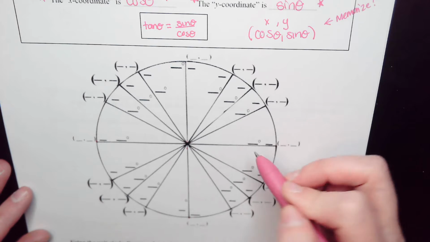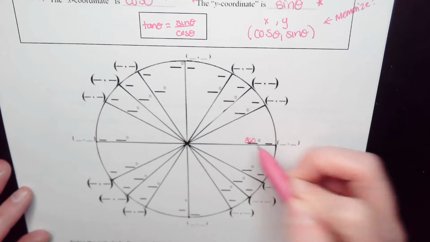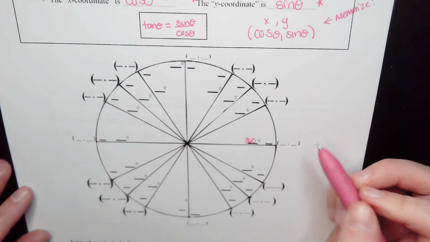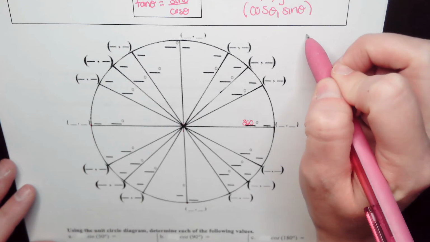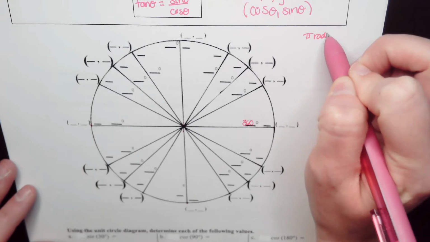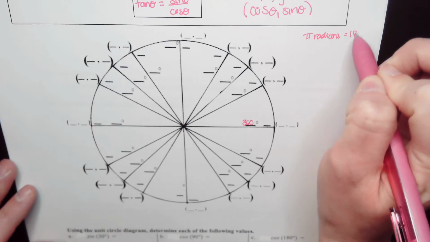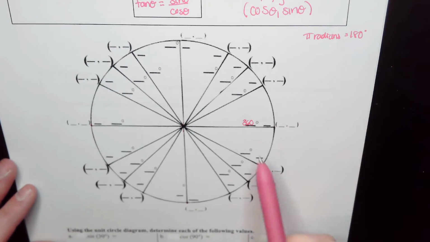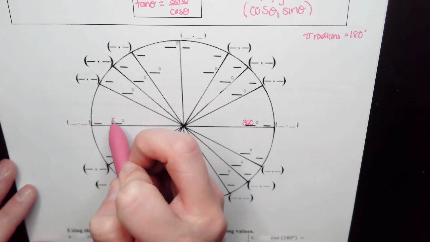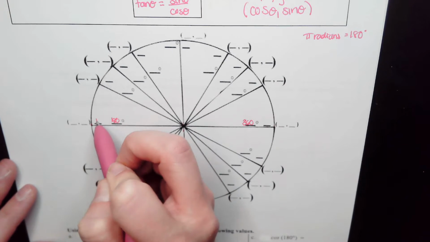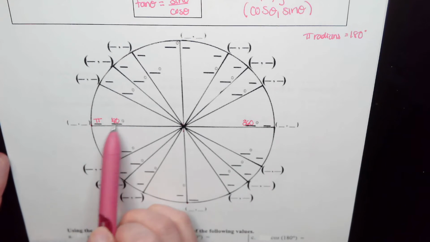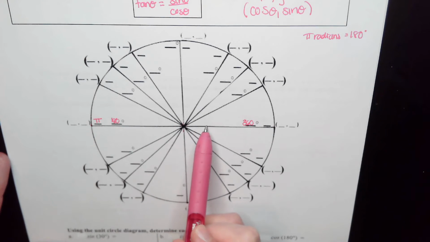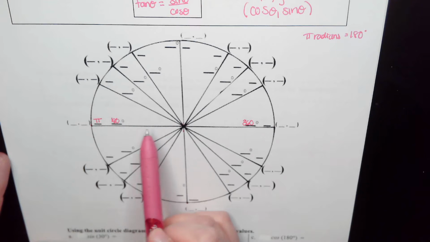So here we have 0 degrees or 360 degrees. And we also need to know what each of these are in terms of radians. So we talked about last class that pi radians is equal to 180 degrees. So now 180 degrees is over here, which means that is the same as having pi radians. So 180 degrees, pi radians, is if you go from here all the way to here.